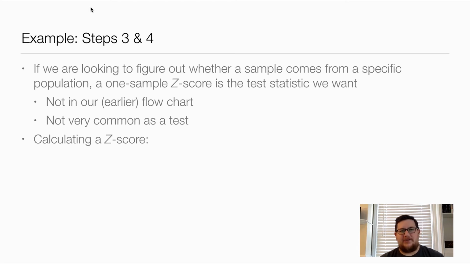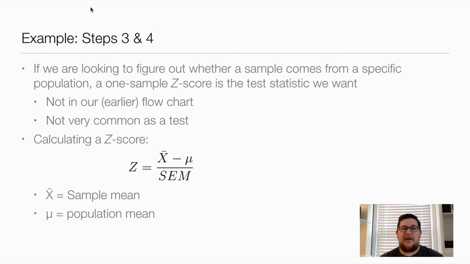Now we have to calculate our z-score. Here's how you calculate a z-score, straight from your textbook. Z is equal to the sample mean, which is x bar, minus the population mean. We're going to have to do this twice, once for the South, once for the non-South, divided by the standard error of the mean.